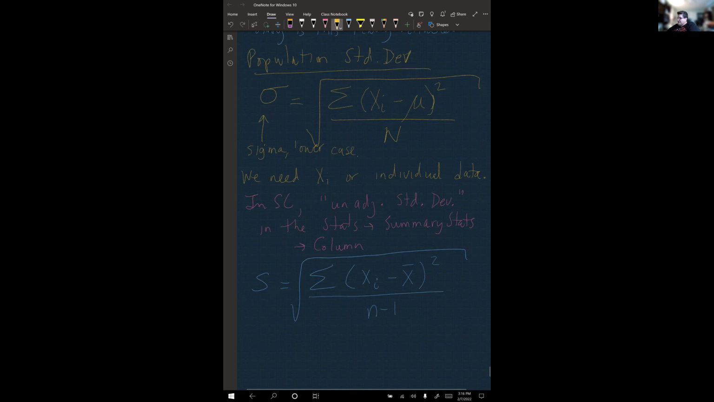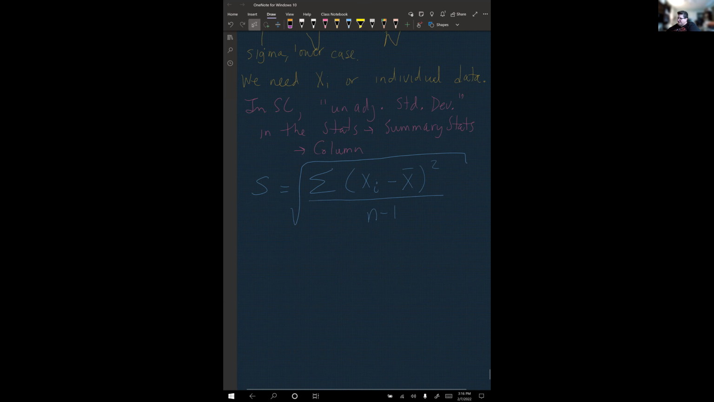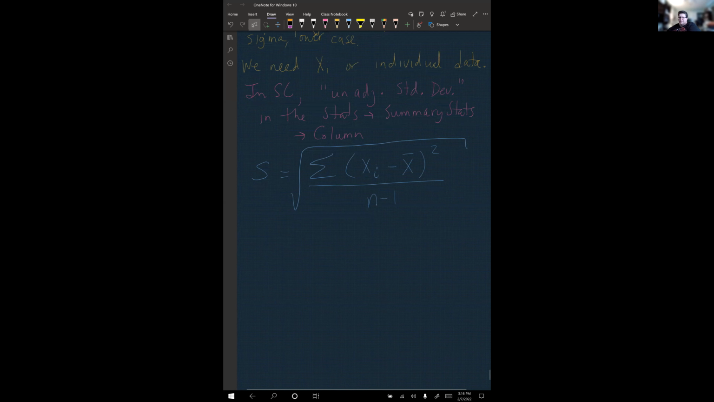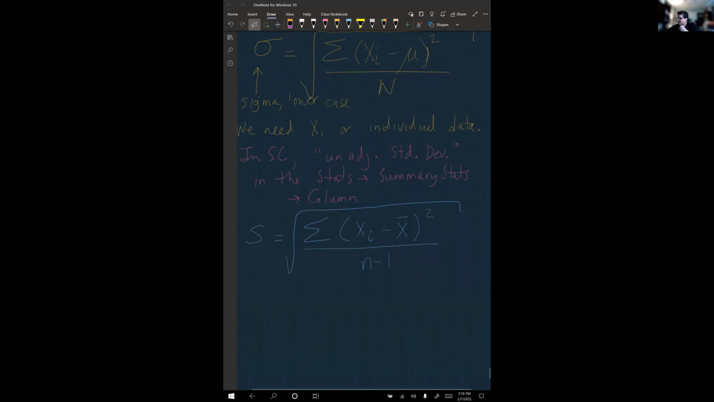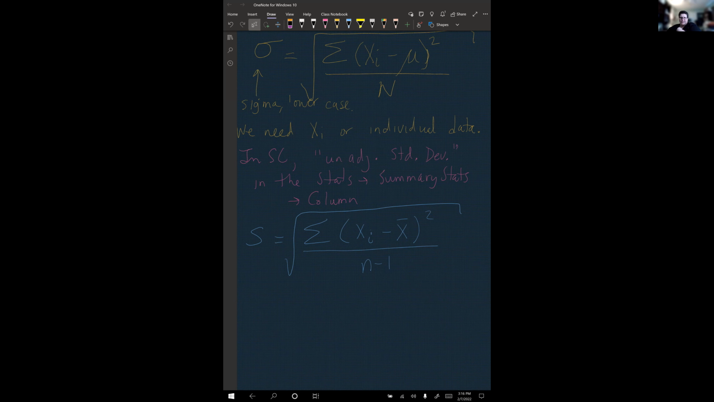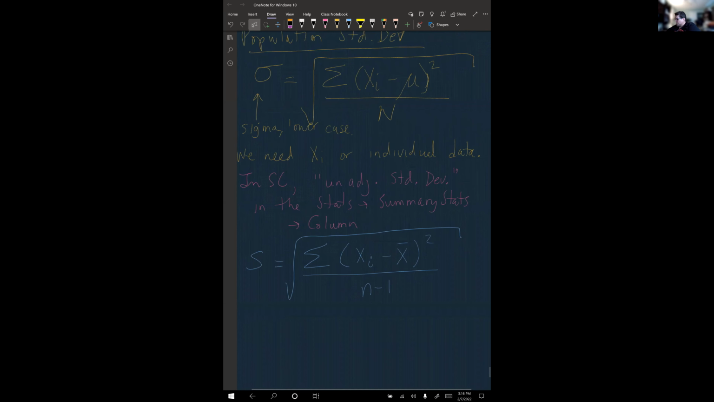So how does that work for us? Why is there a difference? Why do we use the population size for population standard deviation and only n minus 1 for a sample? This n minus 1 is called the degrees of freedom.